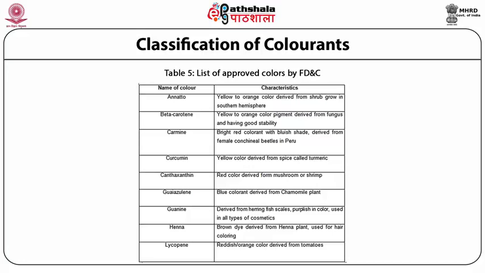Canthaxanthin, the red color derived from mushroom or shrimp. Vaseline, which is a blue colorant derived from the chamomile plant. Guanine, which is derived from herring fish scales and is purplish in color, is widely used in all types of cosmetics. Henna, which is a brown dye derived from the henna plant and is mainly used as a component for hair coloring. Lycopene, a reddish orange color derived from tomatoes.